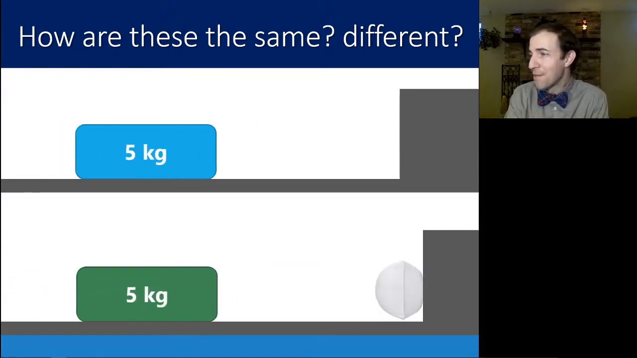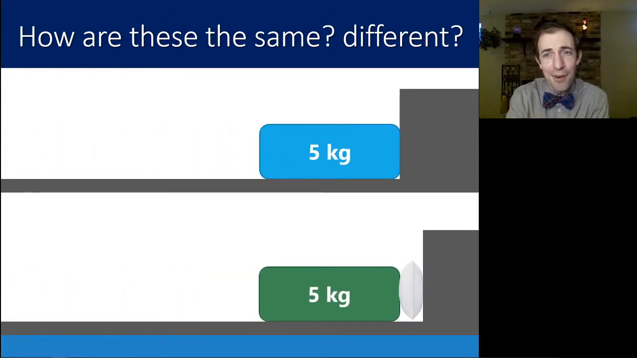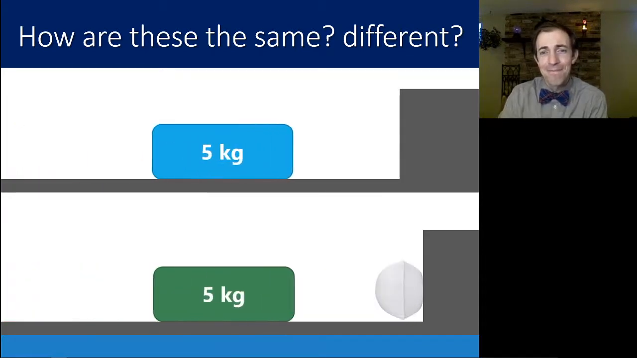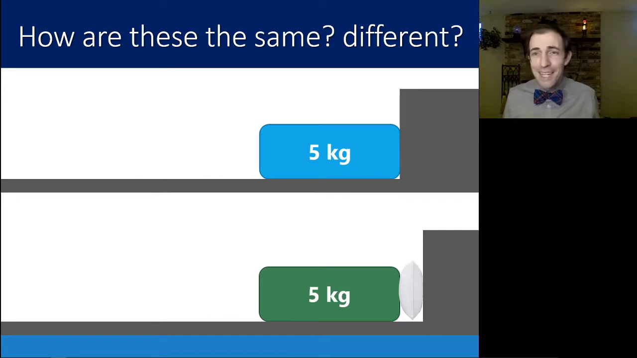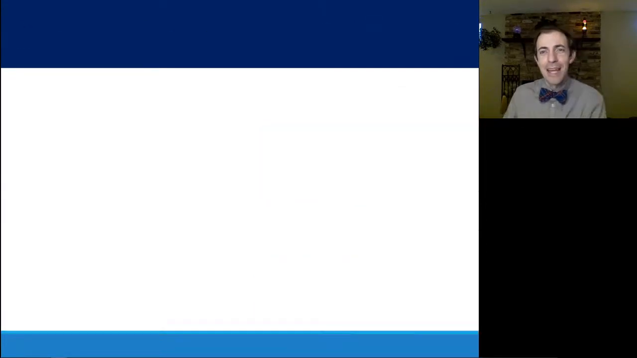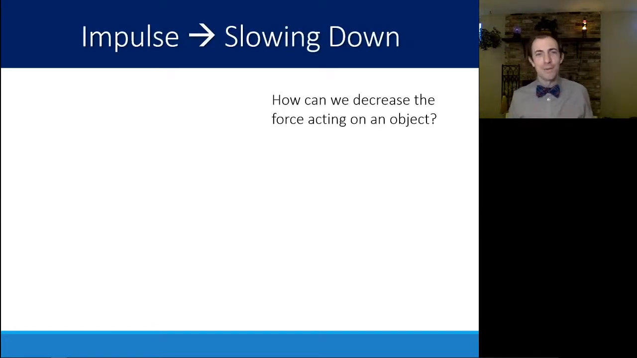So predict for yourself, which one do you think has more force? The blue or the green? What we're going to see, and probably what you know intuitively, is the one running into a pillow is experiencing less force than the one just smacking into the wall. And it has to do with the time of that collision, how long that force was being applied.